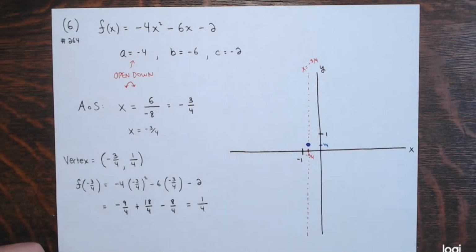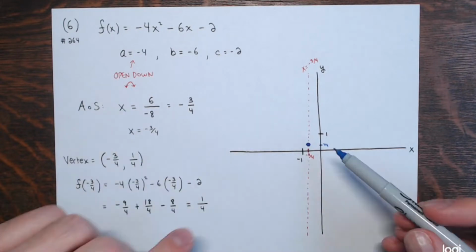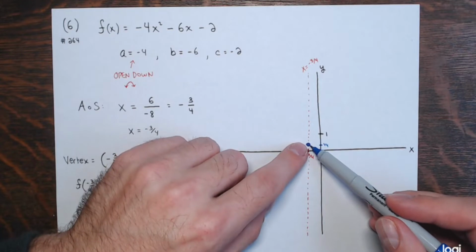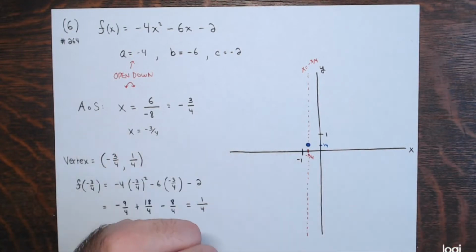And notice, the vertex is above the x-axis, and it's opening down. So from here, this would be the highest point, and all the other points would be below it. So the parabola will hit the x-axis. There will be x-intercepts. Well, let's find those.